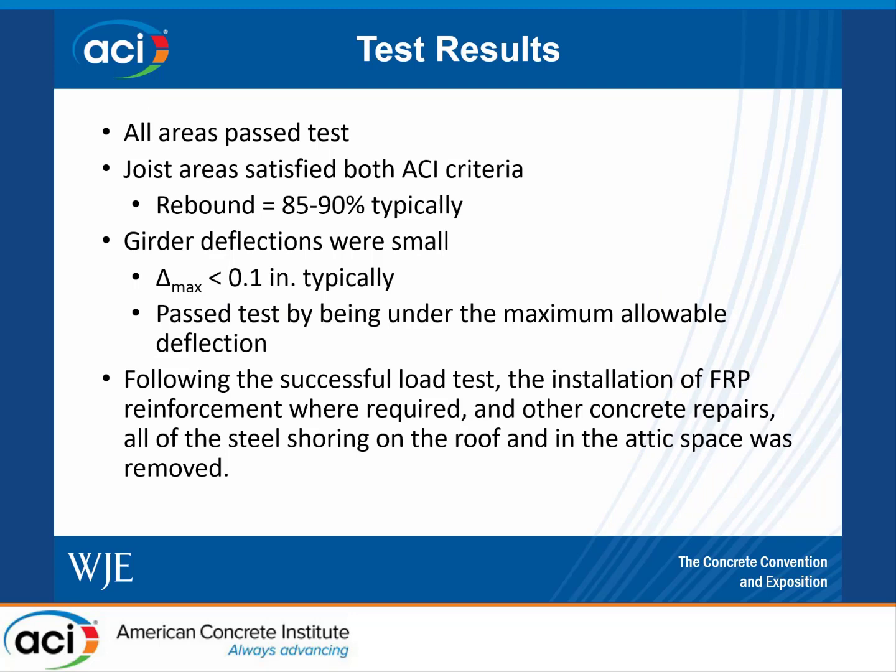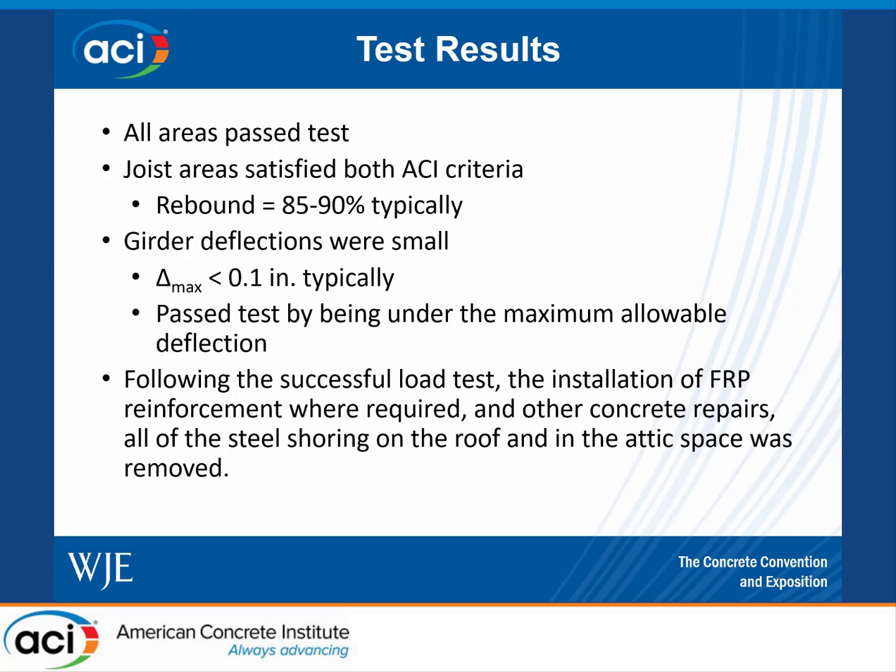All of the areas passed the test. The joist areas would typically satisfy both ACI criteria with good rebound, 85 to 90% typically. The girder deflections were very small. These were fairly deep members with fairly short spans, and the typical deflections are about 1/10 of an inch. They typically passed the test under the maximum allowed deflection criteria rather than the rebound deflection. In some cases, they would pass under both.